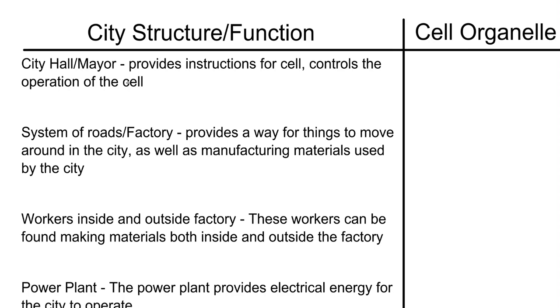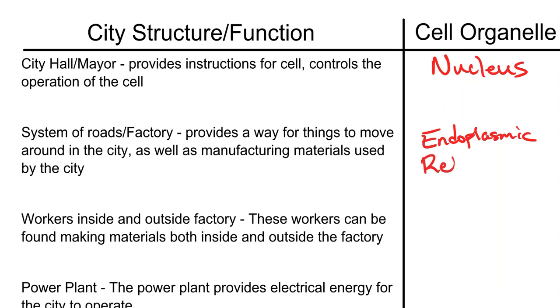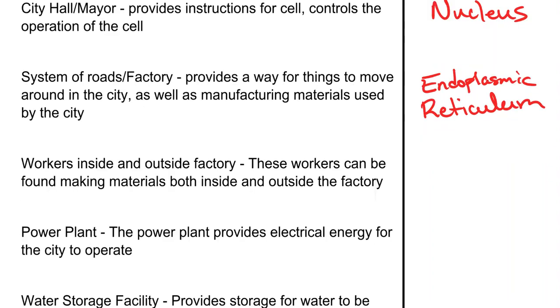Okay, City Hall Mayor provides instructions for the cell, controls the operation of the cell. Absolutely, that's the nucleus. System of roads or the factory provides a way for things to move around the city, like a system of tubes or something, as well as the manufacturing of materials used by the city. Remember, that's going to be the endoplasmic reticulum. The smooth ER is involved in making lipids and things like that. And then the rough ER is involved in making proteins and polypeptide chains.